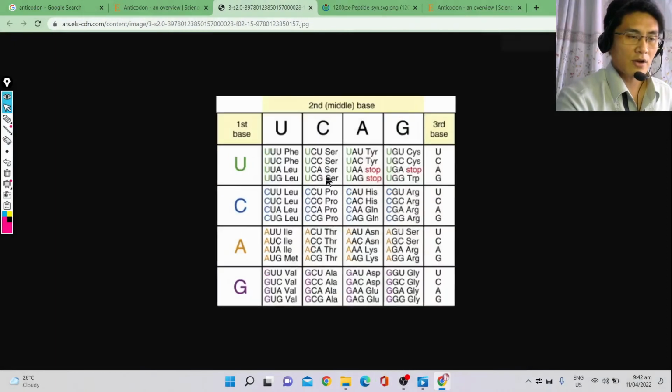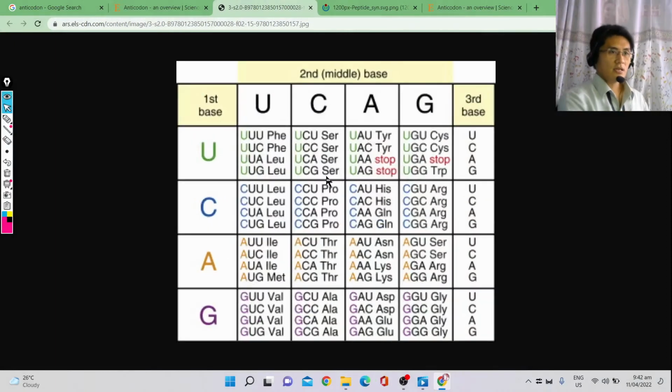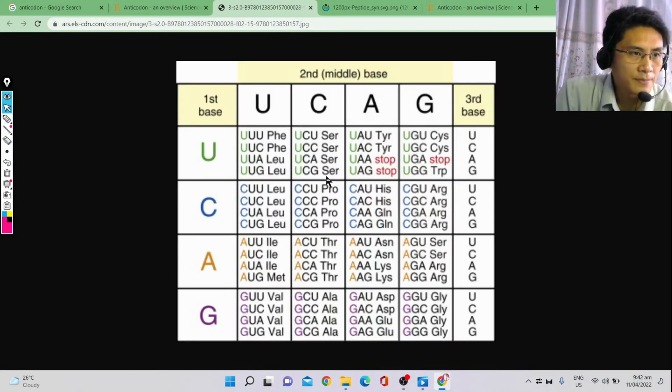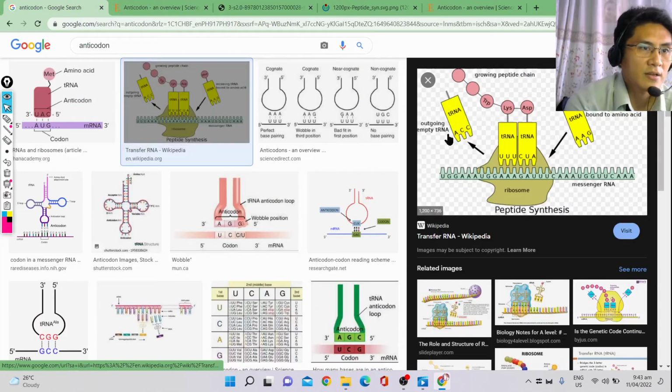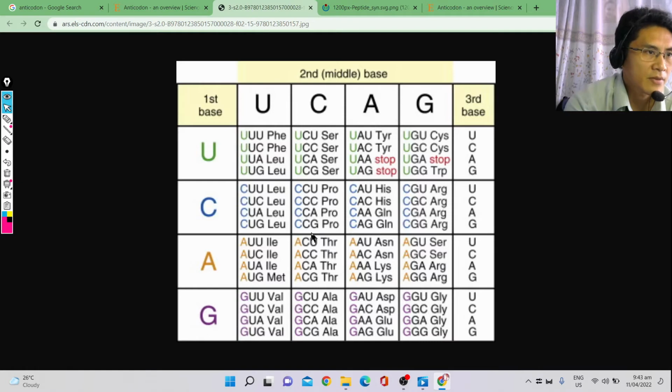But anyways, you have here on the screen something that's familiar to you. This is the table of codons, and this is a table of codons and anticodons. So if you notice here on the screen, UUU is lysine. So here, AUC.